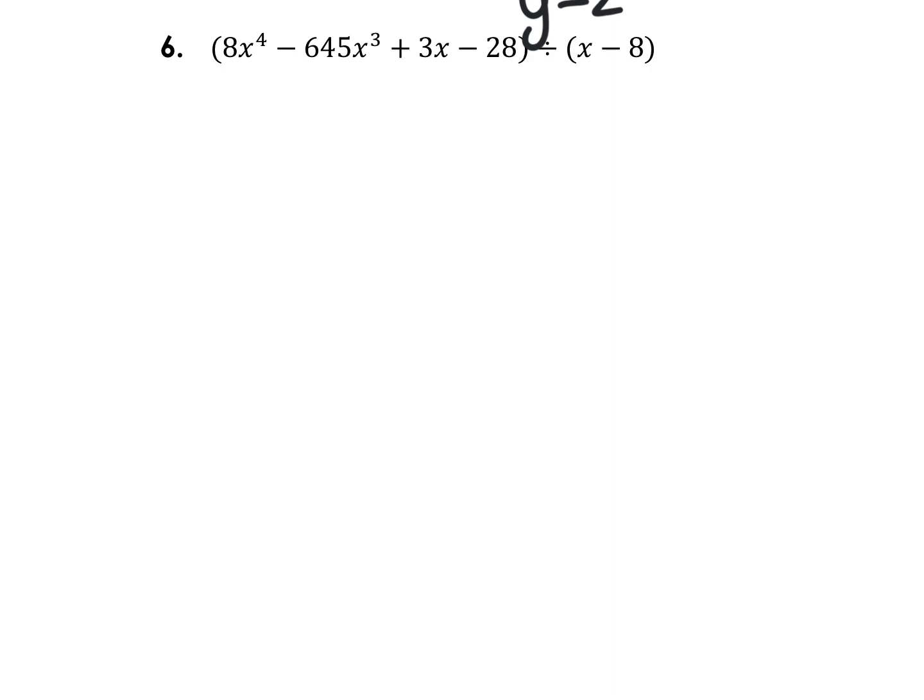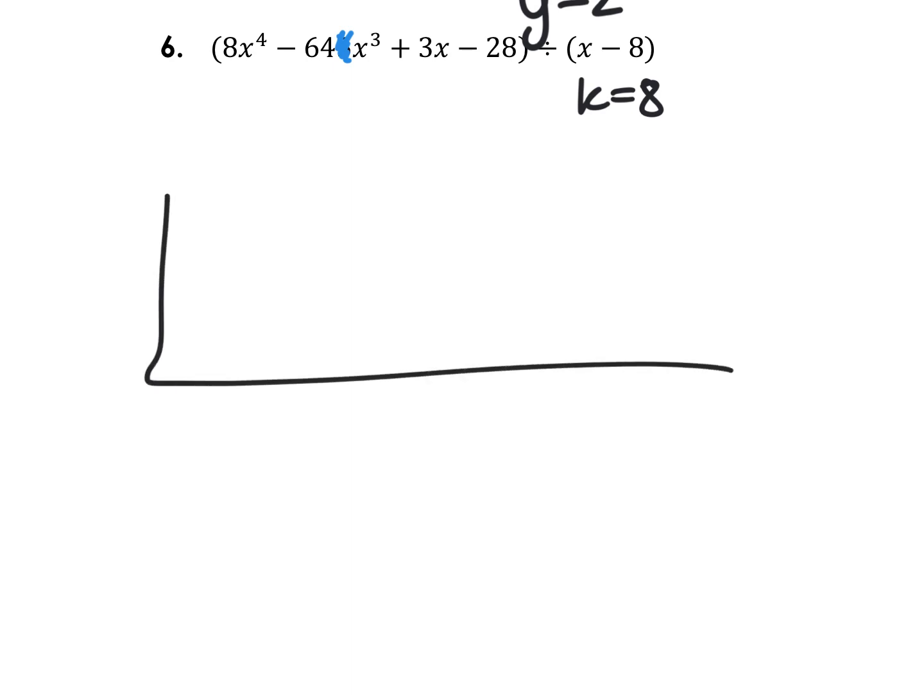Let's look at number 6. So this one has a typo, sorry, fix that. It's going to be 64, not 645, because that would be a lot. And here your k value is 8. So we're going to put 8 on the side and then the coefficients. The thing about this one is it's missing the squared term, right? x squared. And so you're going to put a 0x squared. So when I fill in my coefficients, it's actually 8, negative 64, 0, 3, and negative 28. So watch out for that, please.